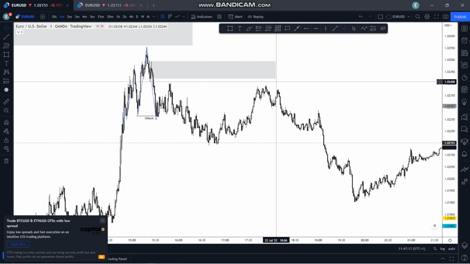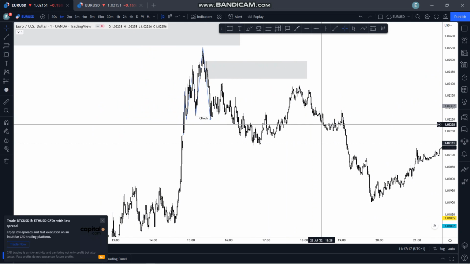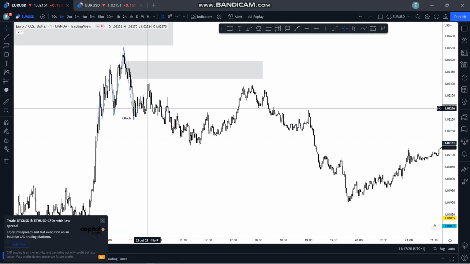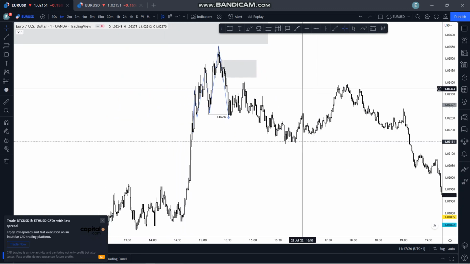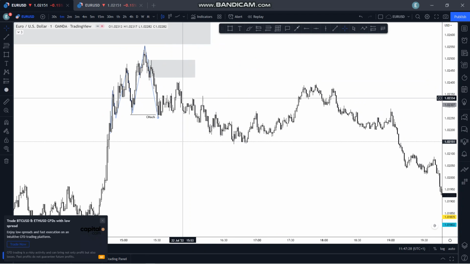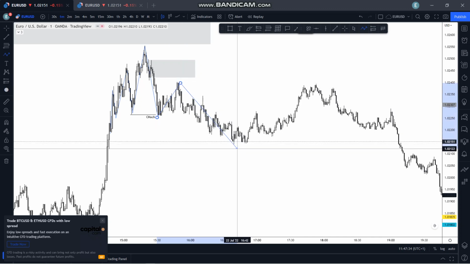I was looking to sell from this OB right here, and as you can see, this also did not tag me as well. Sorry, this was the point. But you can see we did not react into the OB before we had this new push to the downside. So I was still tracking price. We had this, and now we have this. We have all this push to the downside.